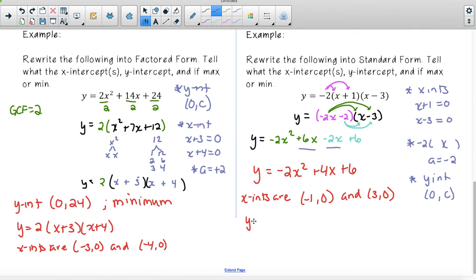Our y-intercept, now that it is in standard form, comes from our c value of standard form, which is 6, so our y-intercept is 0 comma 6. We also know that our a value was a negative, so that means that we have a maximum vertex. Our quadratic would have a maximum. This is how we go from one form into another, and we use both forms to find all of our pieces of information.